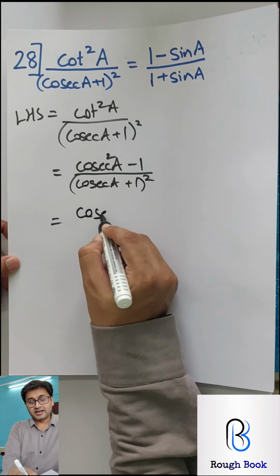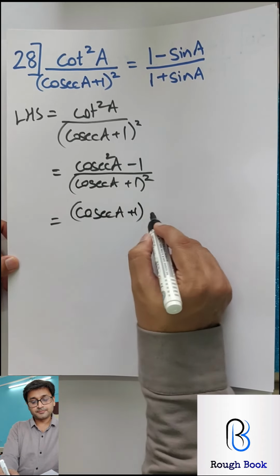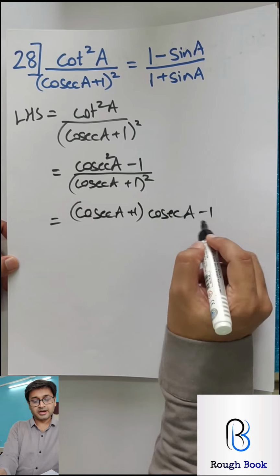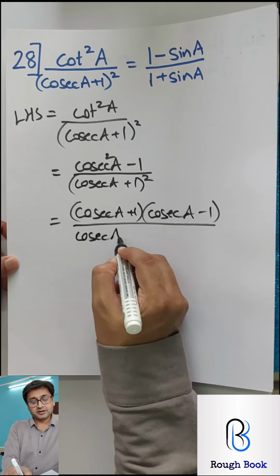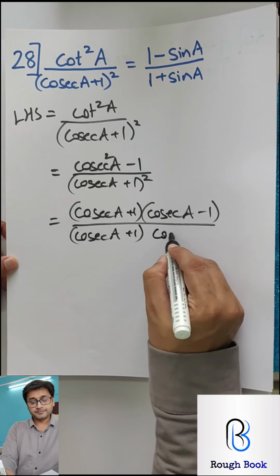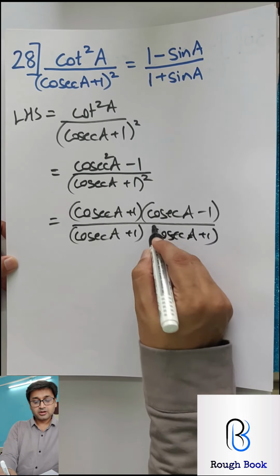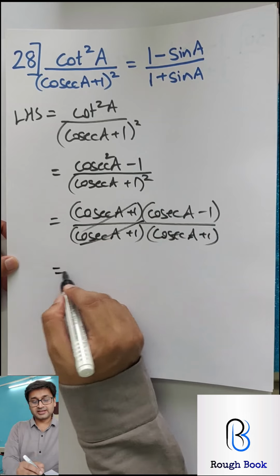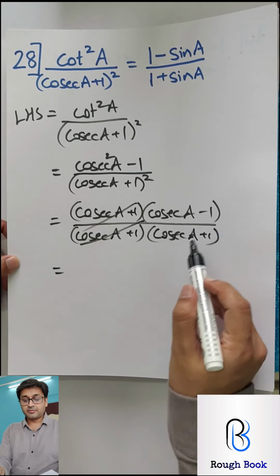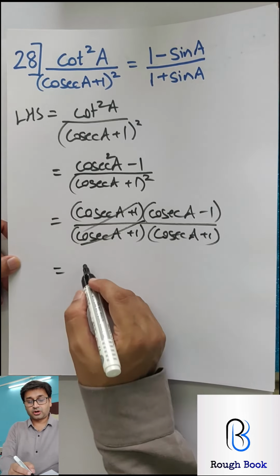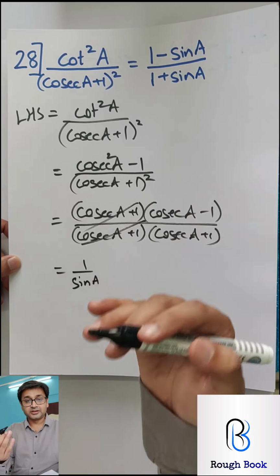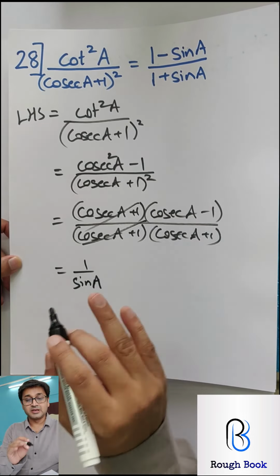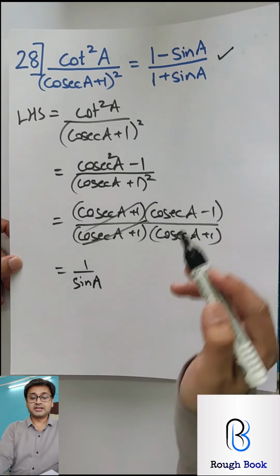So this I can write as cosec A plus 1 into cosec A minus 1. That is a square minus b square, a plus b, a minus b. Denominator, I am writing cosec A plus 1 twice. Correct? Why did I do it this way? So I can cancel this. Now I have got cosec A minus 1 upon cosec A plus 1. So what is cosec? 1 upon sine. I had to convert this, but I converted it at a later stage when it is simple. Now when I convert, I can easily reach here.